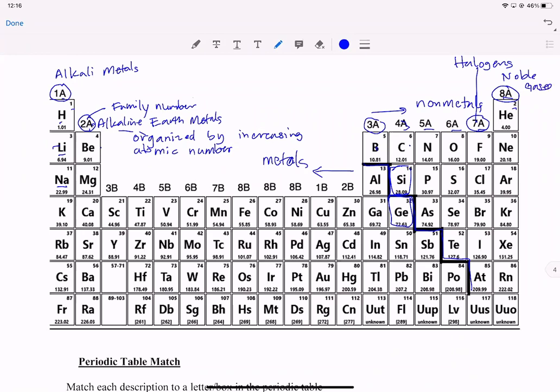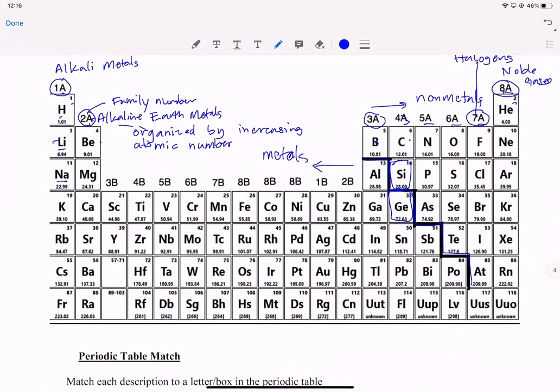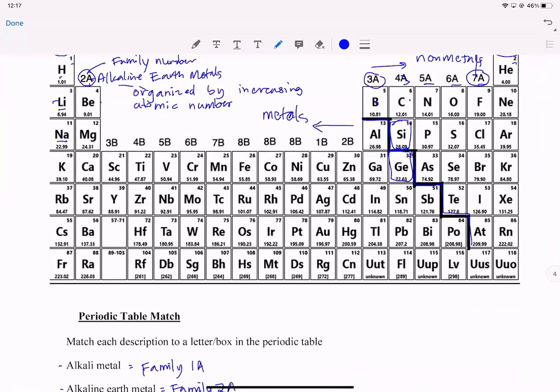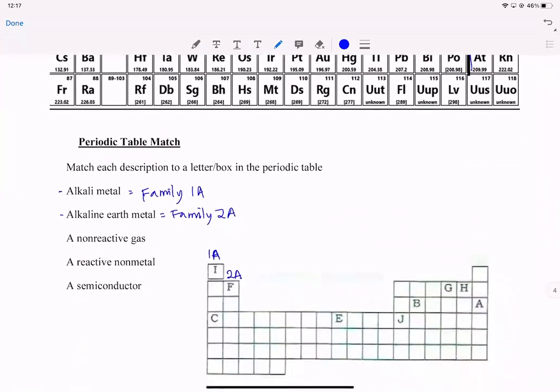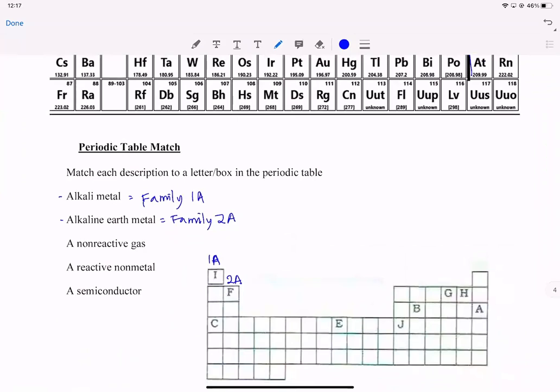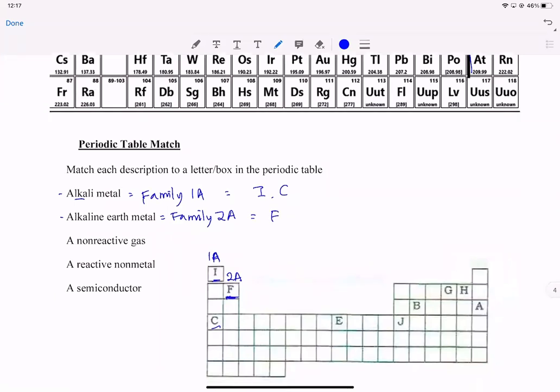Okay, and so these are the descriptions of here. When looking at family 1A, the alkali metals are this letter I and this letter C, called alkali metals because they're in that vertical column that is family 1A called the alkali metals. Family 2A, this is this letter F, that's called the alkaline earth metals. So you would know this box is an alkaline earth metal.